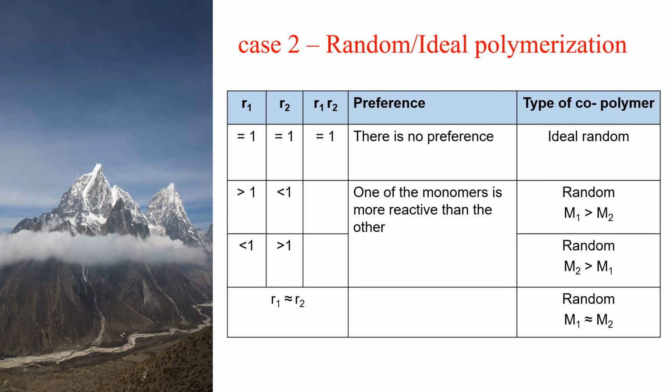So if monomer 1 reactivity is greater than monomer 2, it will produce a random copolymer, or if monomer 2 reactivity is greater than monomer 1, it is also a random copolymer. And if the reactivity of monomer 1 and monomer 2 is almost the same, it will also produce random copolymerization.